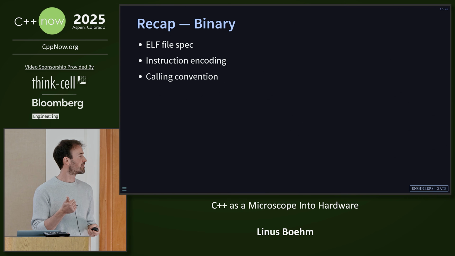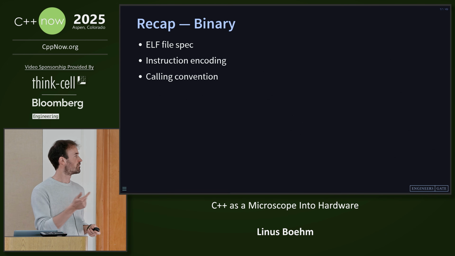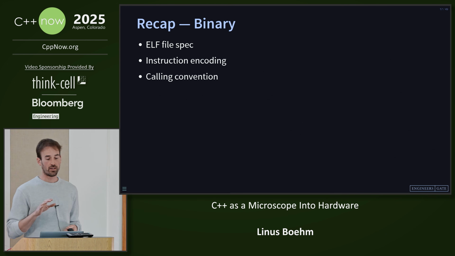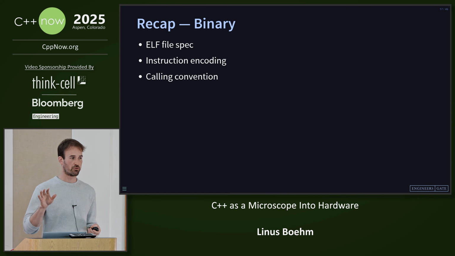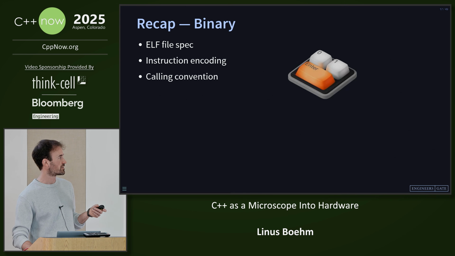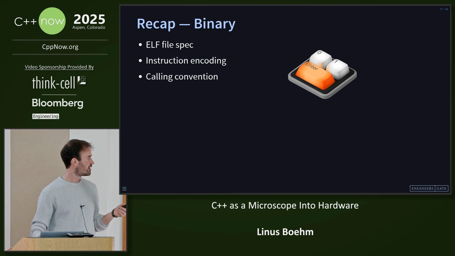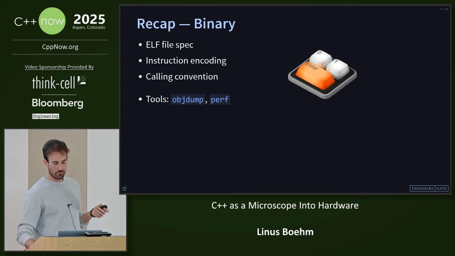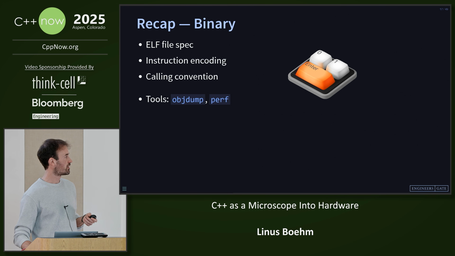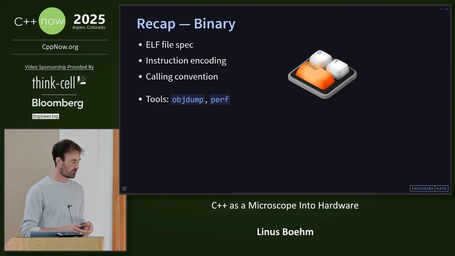All right, let's recap what we've done so far. We looked at the ELF file spec, the instruction encoding, the calling conventions. And at this point, I think we know enough to throw away our fancy mechanical keyboards and just code the binary directly, which is nice. We used two tools, namely objdump and perf.